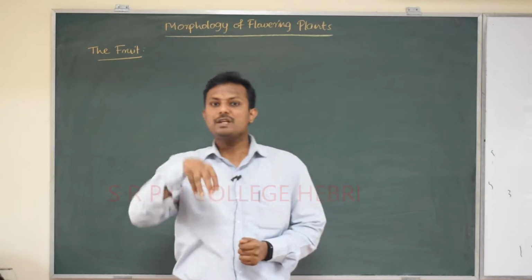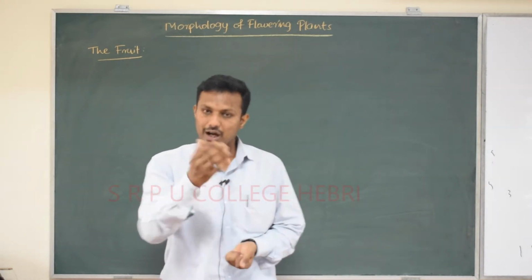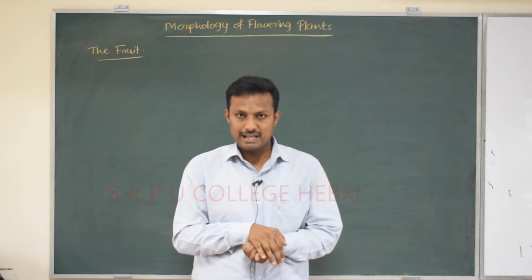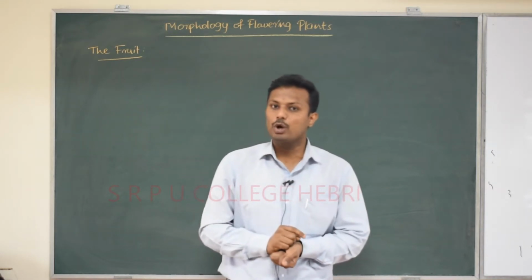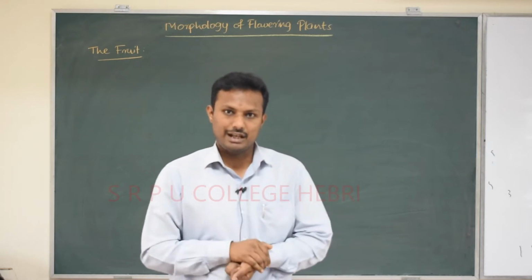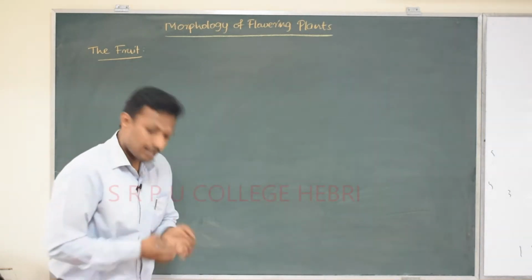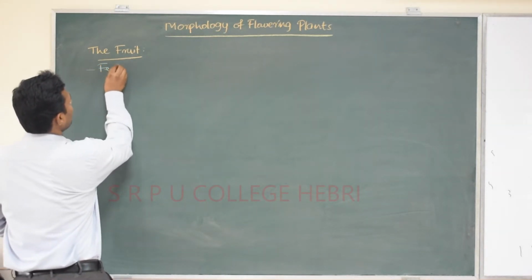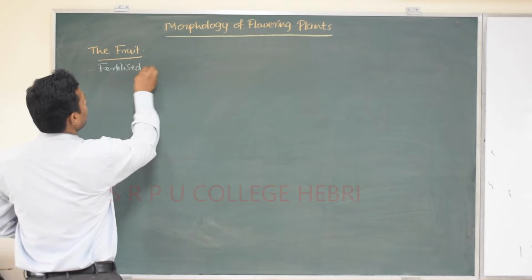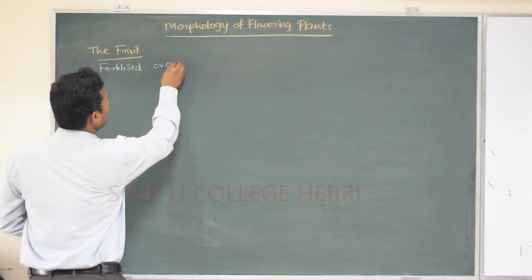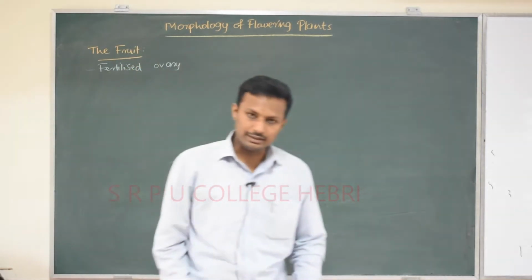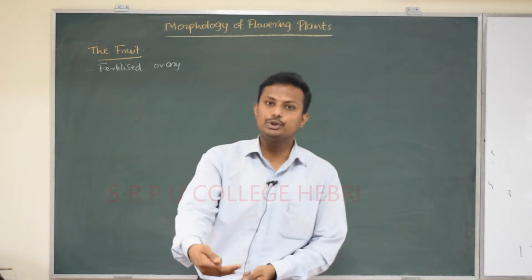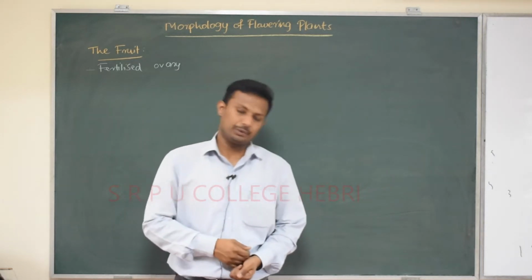The ovules present inside the ovary, which are arranged on a flattened cushion-like structure called placenta, will become the seed after fertilization. So technically, what is a fruit? Fruit is a fertilized ovary. A fertilized ovary is nothing but a fruit. A mature ovary after fertilization will be turned into fruit.